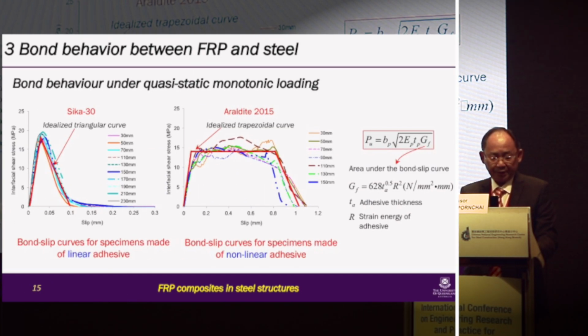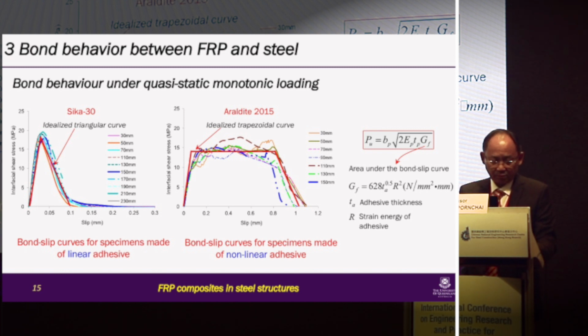Now, for FRP to steel bonded joints with linear adhesives, the bond-slip relation, or the interfacial shear stress-shear slip relation, can be analyzed as a triangular curve, as you can see there. While for the bonded joint with non-linear adhesive, the bond slip curve can be simplified as a trapezoidal curve. It has been found that the load carrying capacity of such bonded joints can be calculated with the expression in which the fracture energy GF is calculated as the area under the bond slip curve.